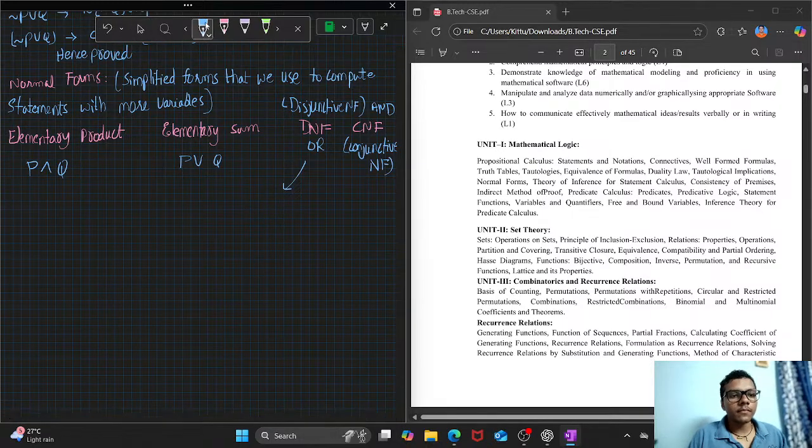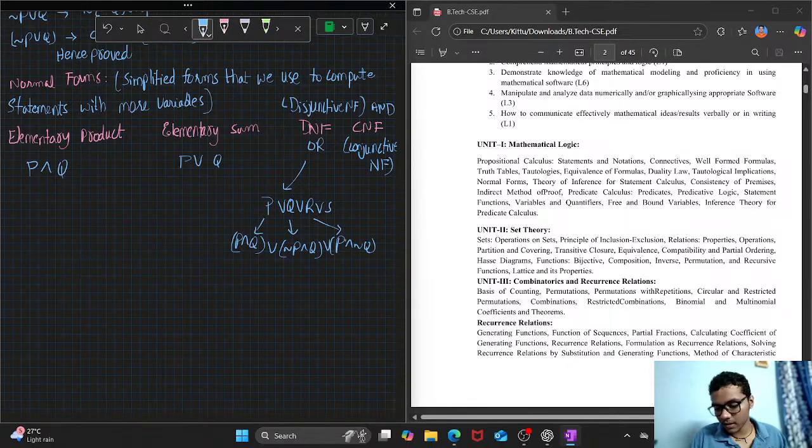So what I'm trying to say is it should be of this form: P or Q or R or S. Since this is a sum, each term should be a product. So P can be P and Q, Q can be negation P and Q, and R can be P and negation Q, something like that. These need to be connected by OR. That is DNF. And the CNF, as you can predict, is just the exact opposite of that.